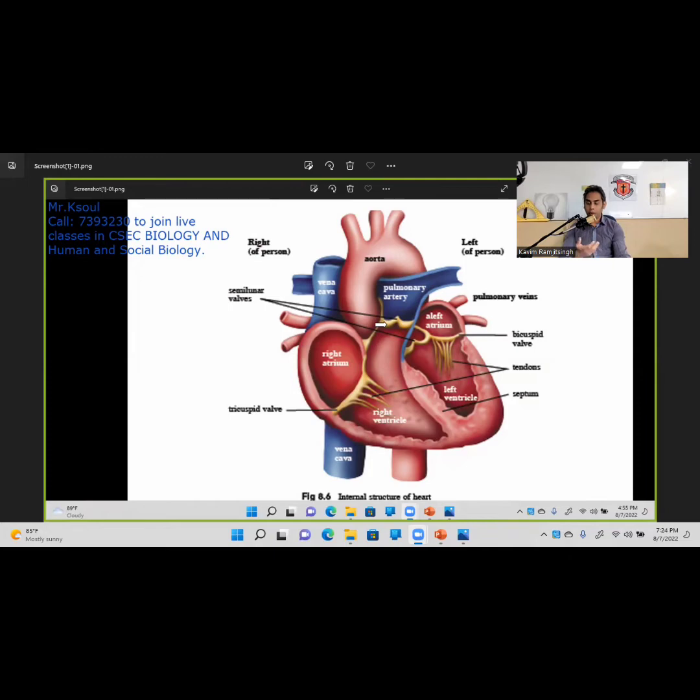It goes to the lungs, where it is oxygenated. And once the blood is oxygenated, it comes back to the heart via the pulmonary veins and enters the left atrium, left ventricle, and then it is pumped to the aorta, head, and to the upper body and the lower body. That's oxygenated blood.